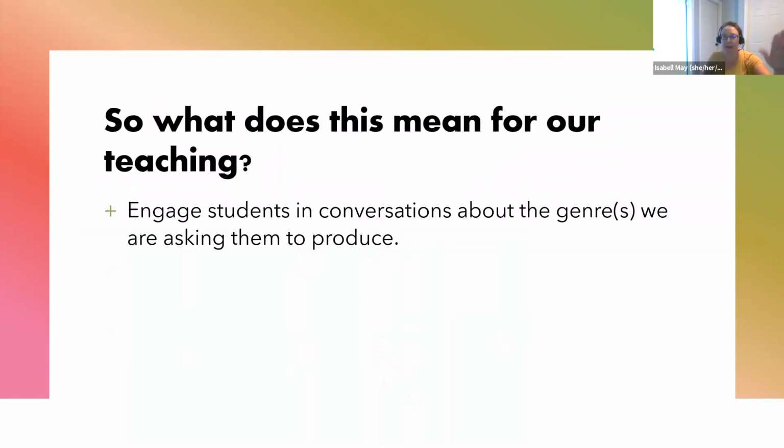So let's get back to some practical tips here. What does all of this mean for our teaching? Whoa, that's a lot of information on genre and rhetoric. But it's really about engaging students in conversations about the genres we are asking them to produce. So Flav, when you talked about the journal article reflection paper and you described what you're doing, I thought it sounds more like an analysis, not a real reflection, right?